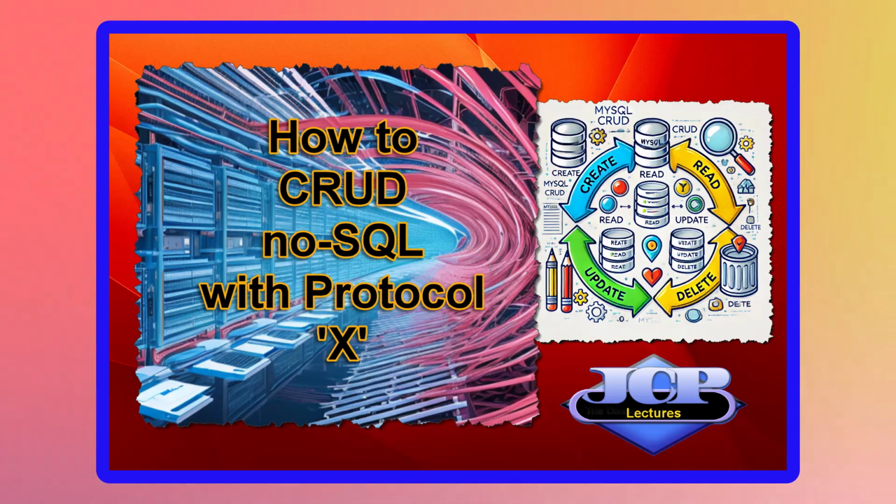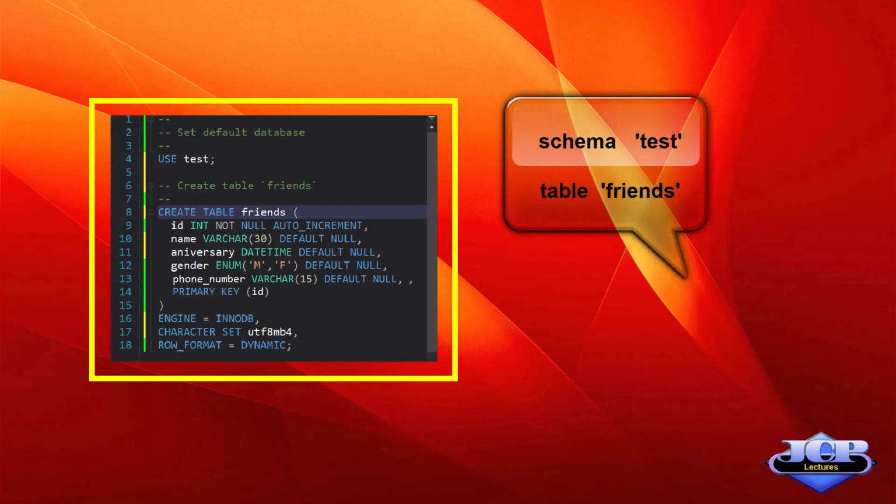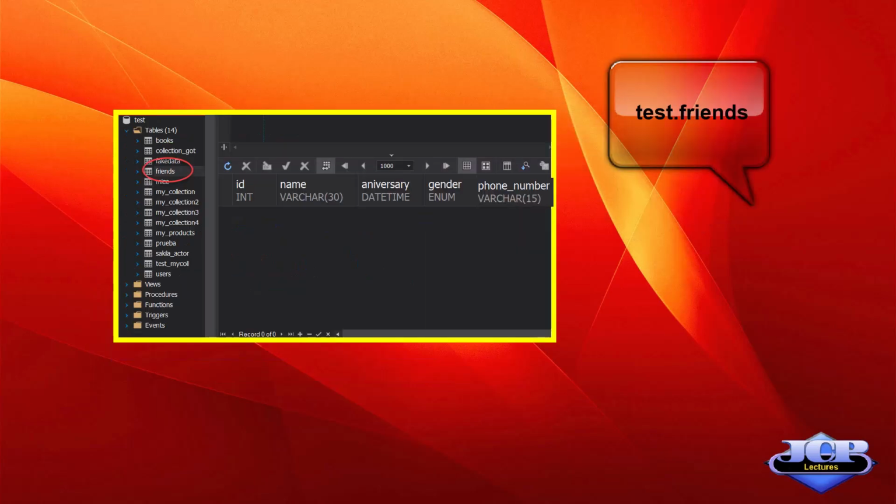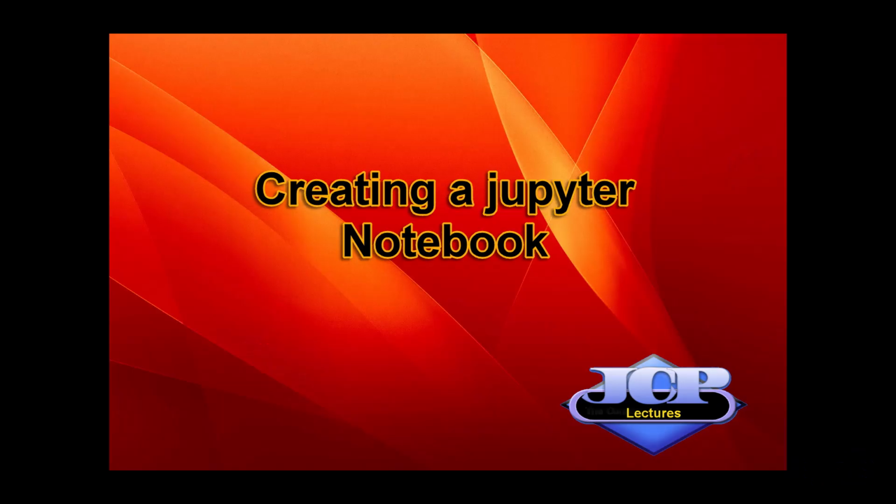If you want to follow completely this lecture, you will need a new table inside one of your databases. In my case, it will be friends that you can create with the following query. As you can see, it has 5 fields: ID, name, anniversary, gender, and phone number. Just to check, this is the initial content of the table friends. After creating the table, let us interact with it through a Jupyter notebook.